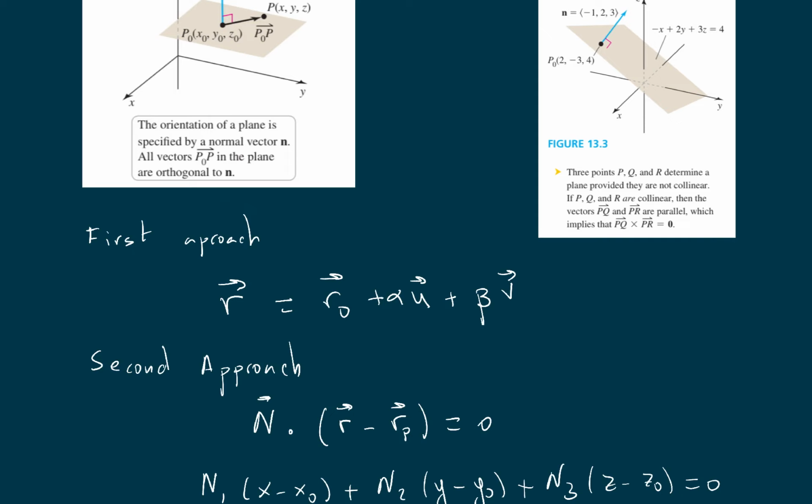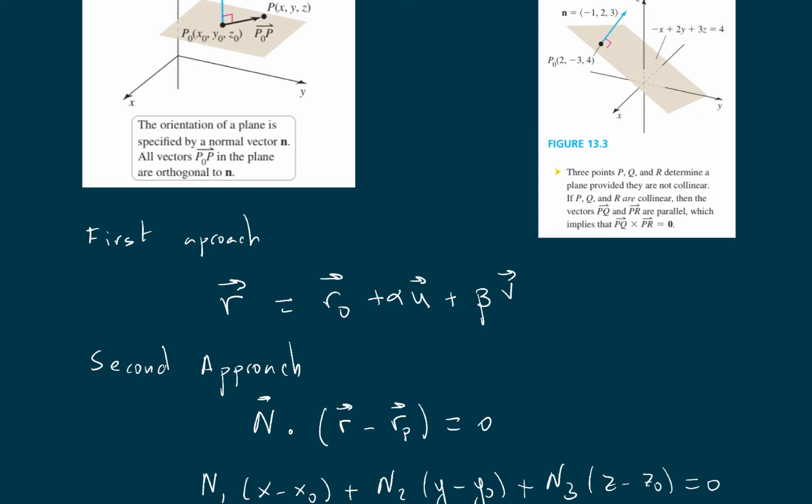There are two approaches to define a plane. The first approach is a vector approach. It yields parametric equations. And the second approach leads to a Cartesian equation. Okay, let's realize what it means to have a plane.